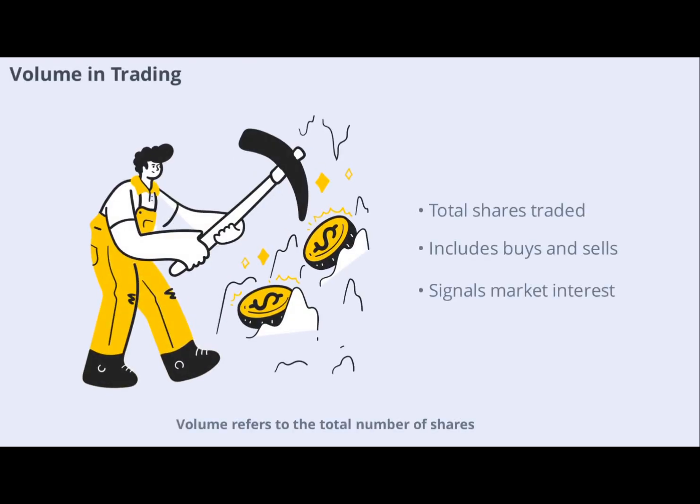Volume refers to the total number of shares traded for a particular stock during a specific period, usually a day. It includes both buy and sell orders. High volume often indicates strong interest and can signal potential price movements, while low volume may suggest less activity or uncertainty.